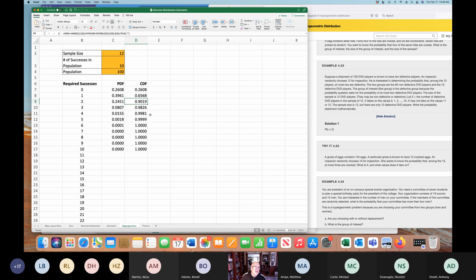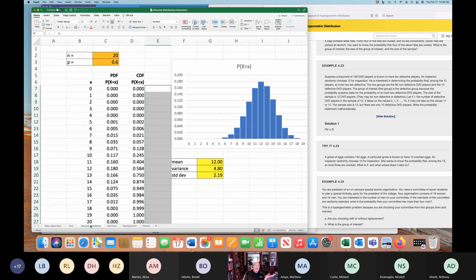90.19%. This also sounds like a binomial problem, right? Because we're choosing randomly. The probability of anything being defective is 10 over 100, or 0.1. We should get the same probability for the CDF of the binomial distribution as a hypergeometric distribution. Let's test that theory out.